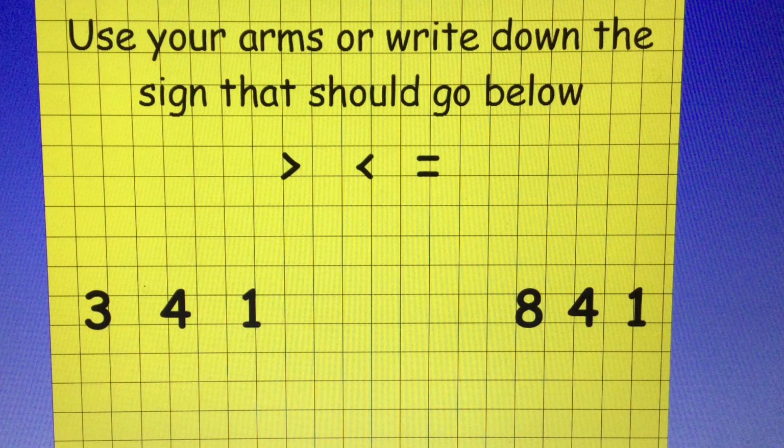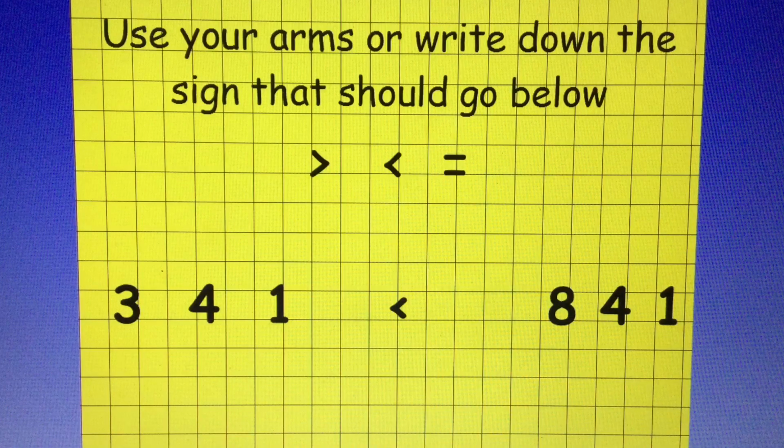341, 841. Are they more than, less than, or equal to? 841 is the larger number. Although these numbers have the same ones and the same tens, their hundreds are different. 341 is less than 841.